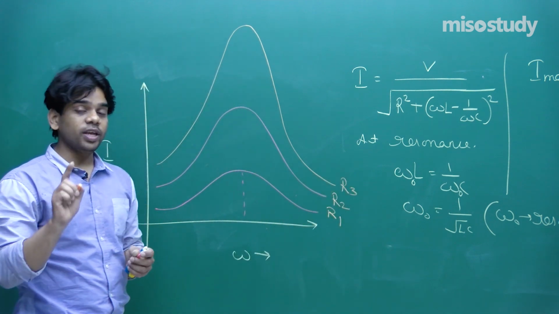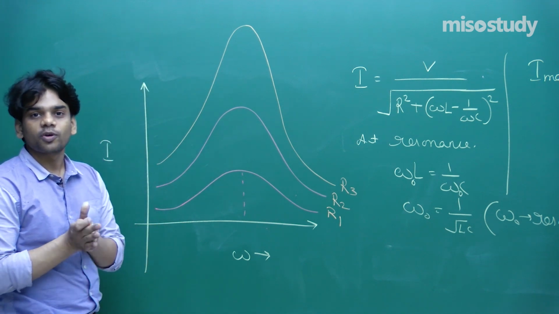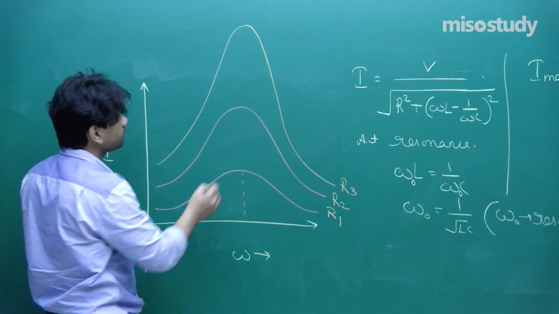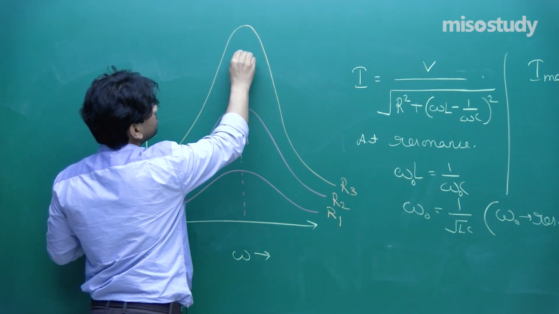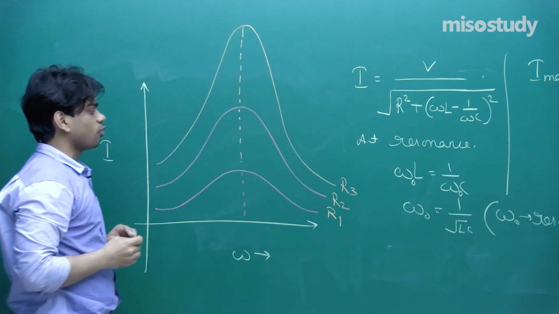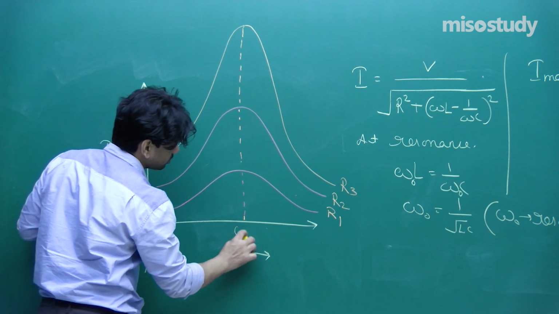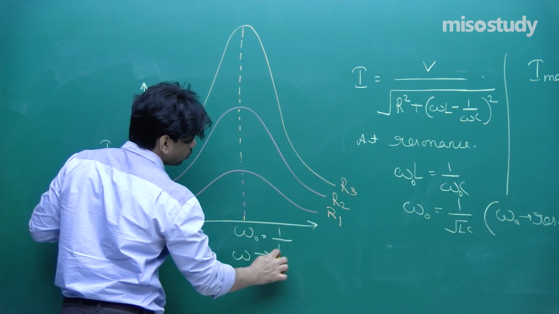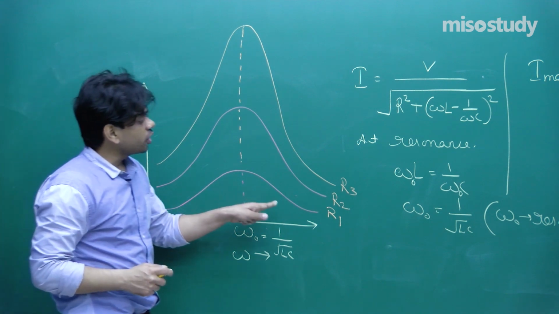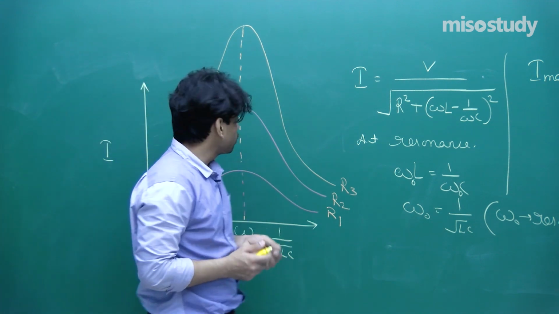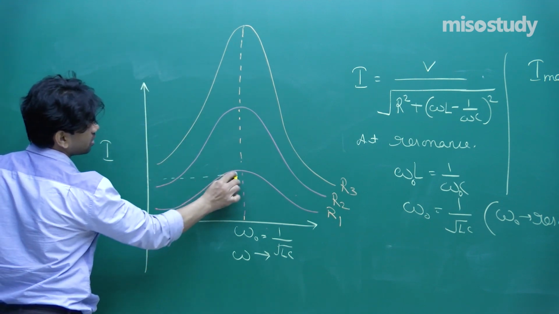For every circuit, the resonant frequency omega naught is 1 upon root LC. So every circuit has the same resonant frequency, at which it has the maximum value of current. This frequency, matching on the x-axis, is equal to 1 upon root LC. Here I have shown you 3 resistors, R1, R2, R3.